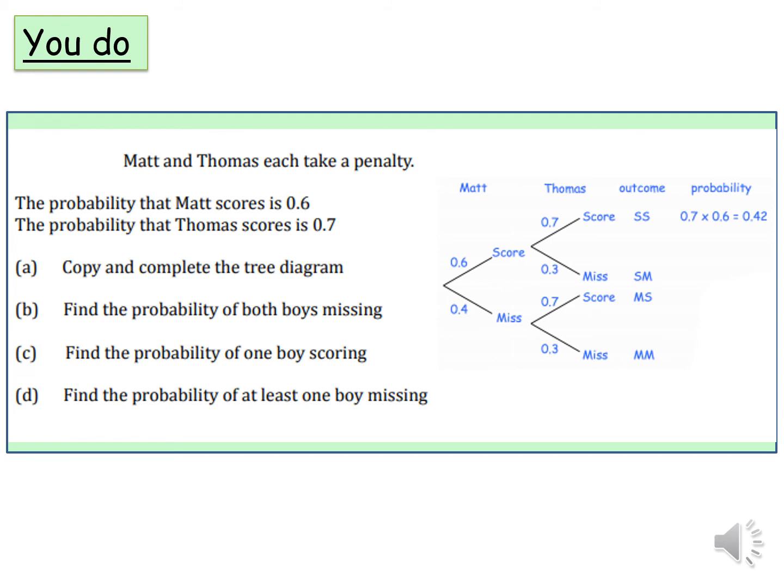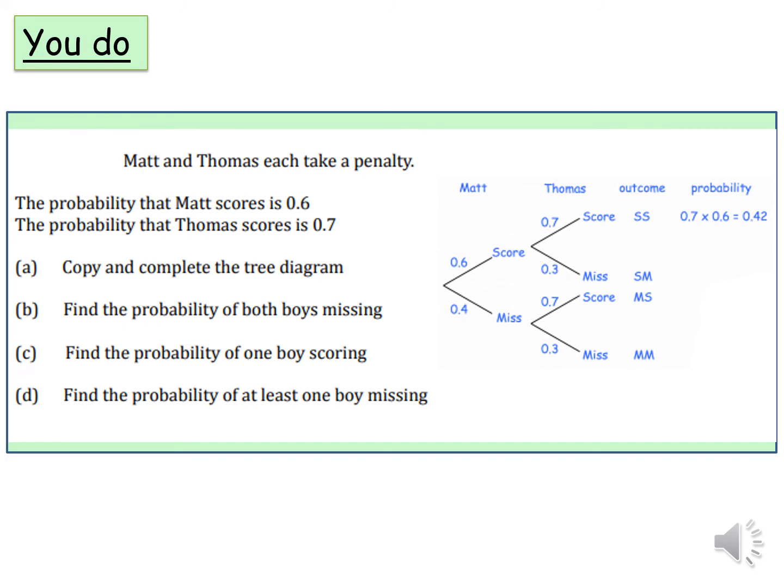Okay, welcome back. So the probability of Matt scoring is 0.6. He's taking a penalty and the probability of him scoring is 0.6. So guys, remember, total probability adds up to 1. So 1 take away 0.6 will leave us with 0.4. So the probability of him missing is 0.4. Again, same with Thomas. If the probability of him scoring is 0.7 and total probability adds up to 1, the probability of him missing is 0.3. Yeah, that's just to let you know where the 0.4 and the 0.3 has come from.